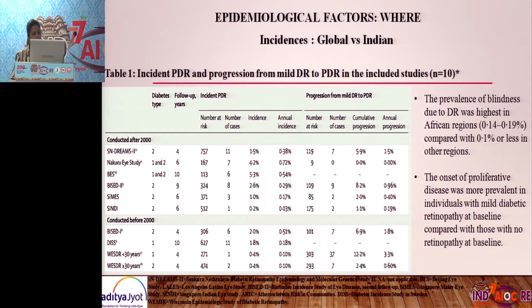If you take a closer look at this chart, you will see that the incidence in the Southeast Asian country is quite higher as compared to Western countries. And the incidence has been quite high in the African and the Southeast Asian country, and also the onset of proliferative disease is quite higher for people who had retinopathy at the baseline as compared to people who did not have retinopathy at the baseline.